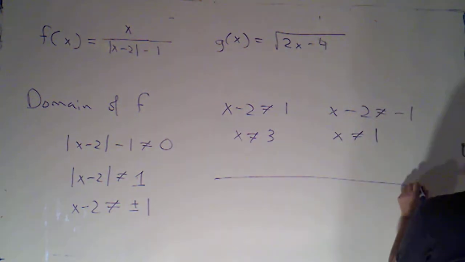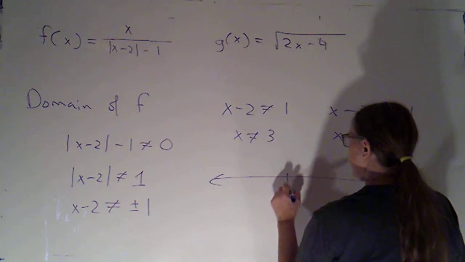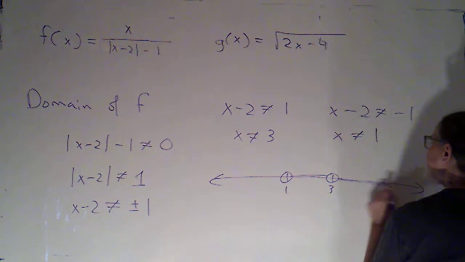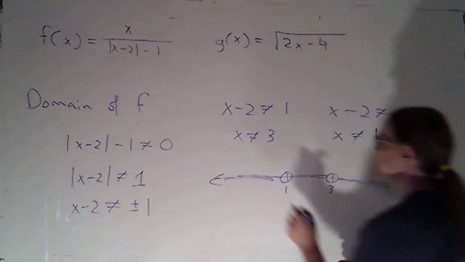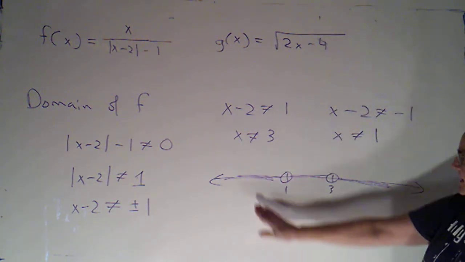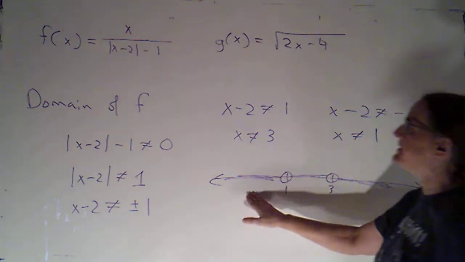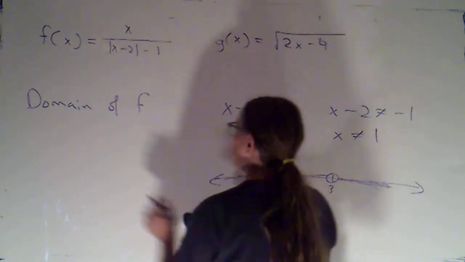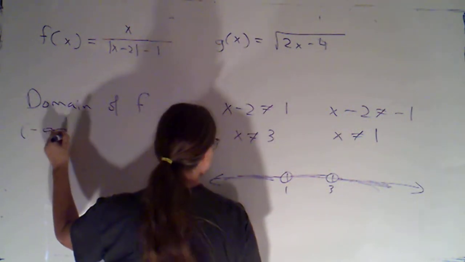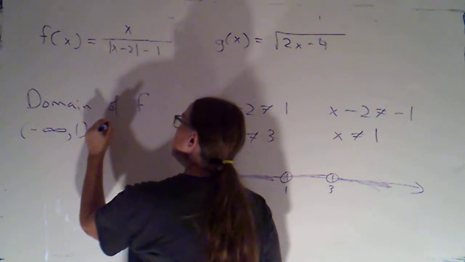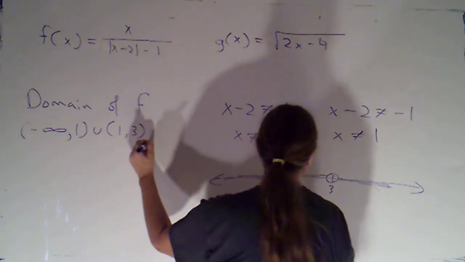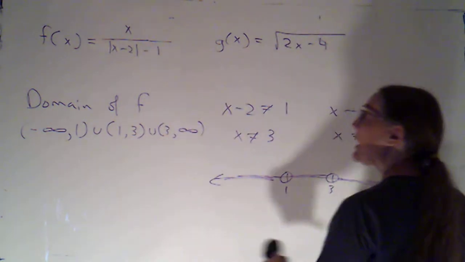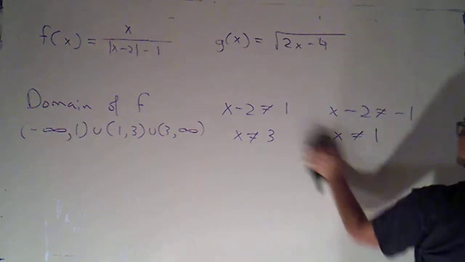Now, if I were to graph that on a number line, not absolutely necessary, but it helps me to visualize what's going on, my domain is everything except those two numbers. So notice that gives me 3 separate intervals. So for the domain of f, we're going to have everything from negative infinity to 1, union everything from 1 to 3, union everything from 3 to infinity, where I've got parentheses around every single endpoint.